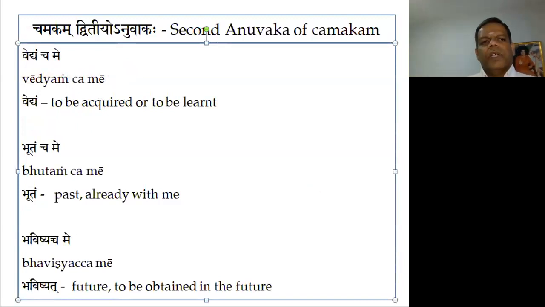Okay, so we're asking the Lord, whatever I am going to acquire, whatever I am going to learn, let it be beneficial. Vedyam chame kalpata. As you can see, whatever happened in the past, we are asking the Lord for it to be beneficial. Whatever is going to happen in the future also, we are asking the Lord to be beneficial. That's the train of thought in the mantras, the trend we are seeing, and that's how the commentators have also commented.